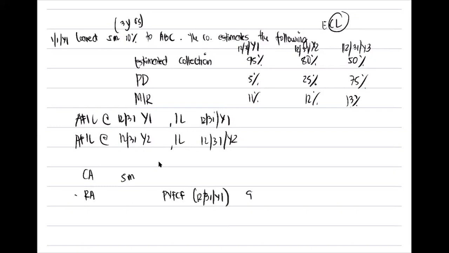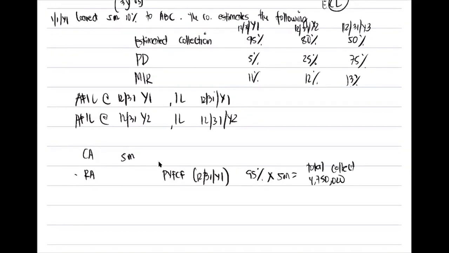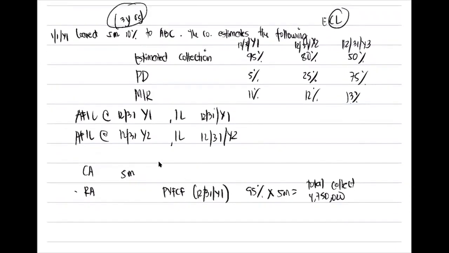We will only collect 95%. If we can only collect 95%, how much is the total collection? So the total collection is equal to 95% of 5 million. So 5 million times 95% is 4,750,000. Okay, so if we have 4,750,000, 3 years yan, di ba?